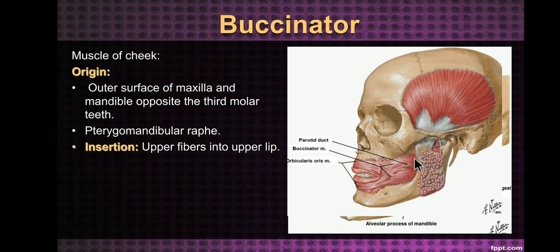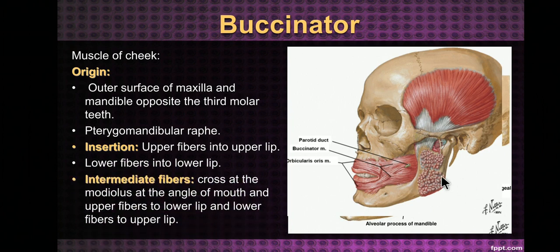Now the upper fibers, the maxillary fibers, pass straight to the upper lip. The lower fibers pass to the lower lip and get inserted there, whereas the intermediate fibers cross at the modiolus. The upper fibers go to the lower lip and the lower fibers to the upper lip. So there is a crossing over of fibers taking place at the modiolus.